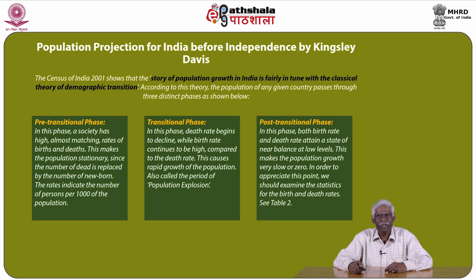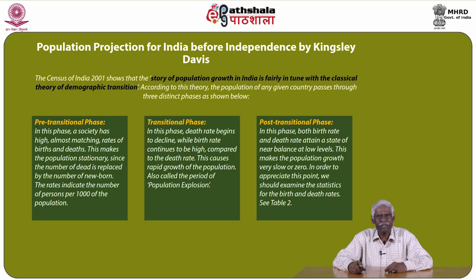According to this theory, the population of any given country passes through 3 distinct phases, as shown below. The first is the pre-transitional phase. In this phase, a society has high, almost matching rates of births and deaths. This makes the population stationary, since the number of deaths is replaced by the number of newborns. The rates indicate the number of persons per thousand of the population.